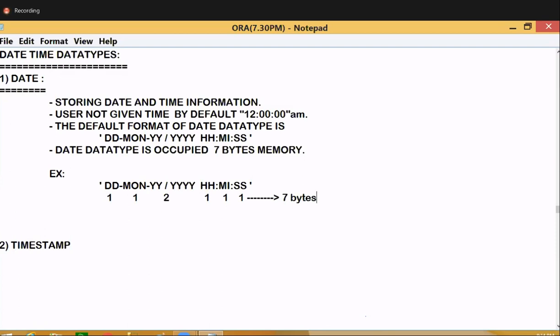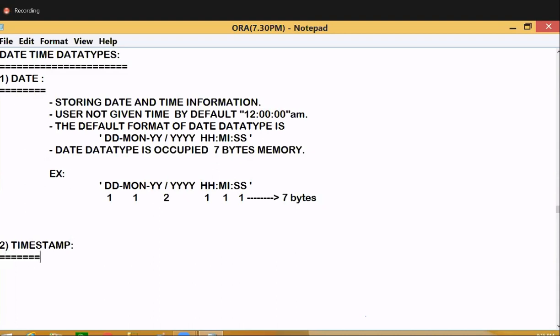So internally, the system allocates memory for the date data type. That's why the date data type occupies 7 bytes of memory in such a manner: DD 1 byte, month 1 byte, year 2 bytes, hour 1 byte, minutes 1 byte, seconds 1 byte. This is the way the date data type works.